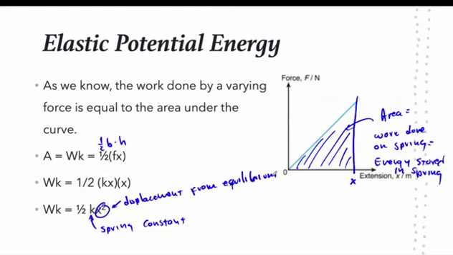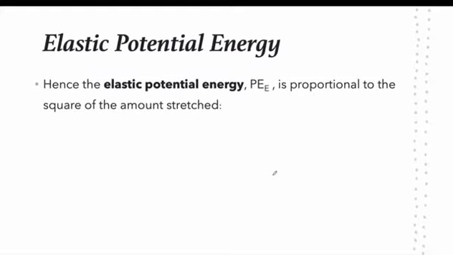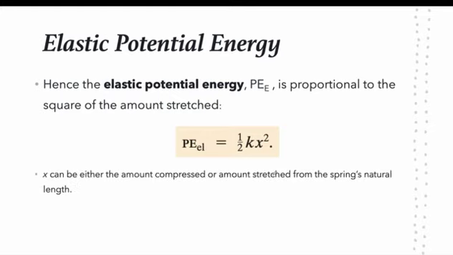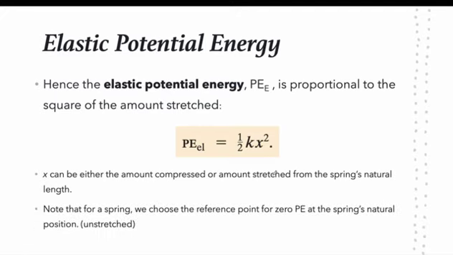So that means that we can define elastic potential energy as 1/2 kx squared. And remember, x can go in either direction. It can be stretched or it can be compressed. The natural length of the spring or the equilibrium position, we usually consider it as the spring being unstretched.